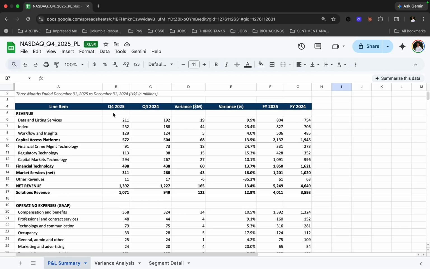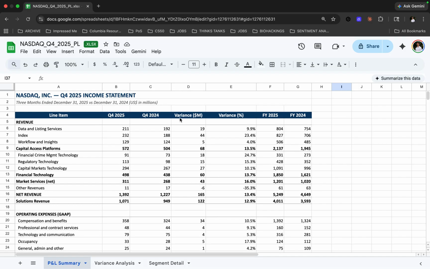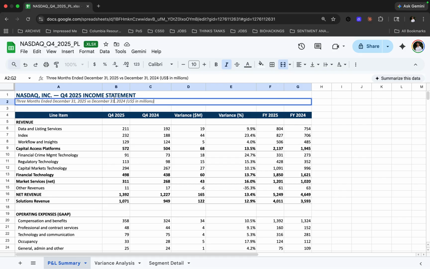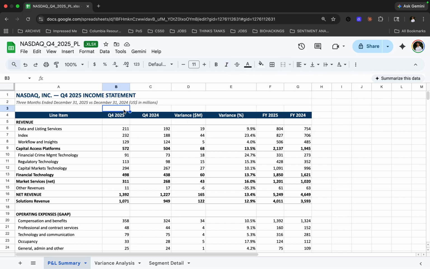We have Q4 2025 versus Q4 2024. We have variance between the two, so how much the company grew, NASDAQ, variance in percentile. And then I think this is year over year, FY 2025, fiscal year 2025, fiscal year 2024, so year's end. These are going to be in millions, denoted by this nice little commentary right here.